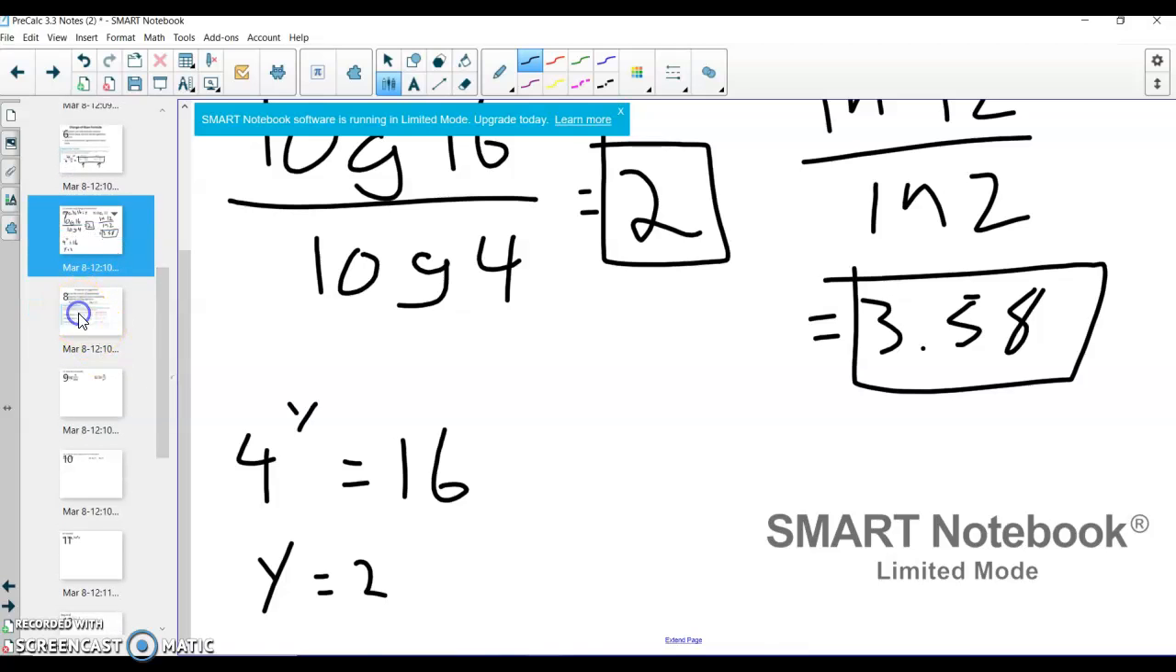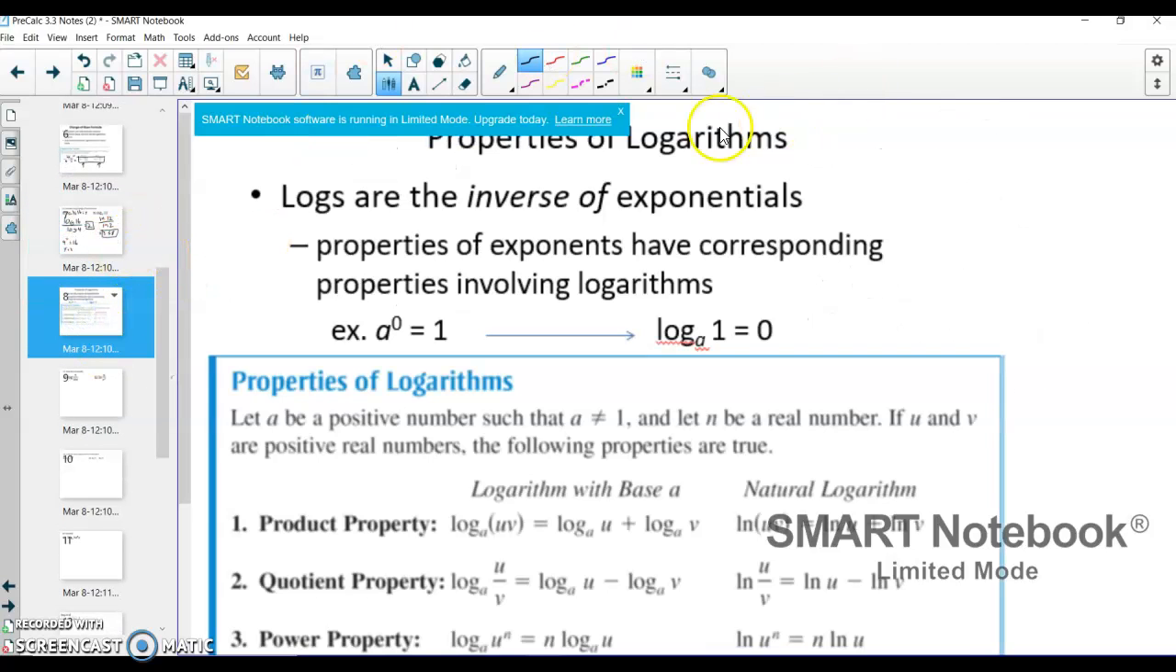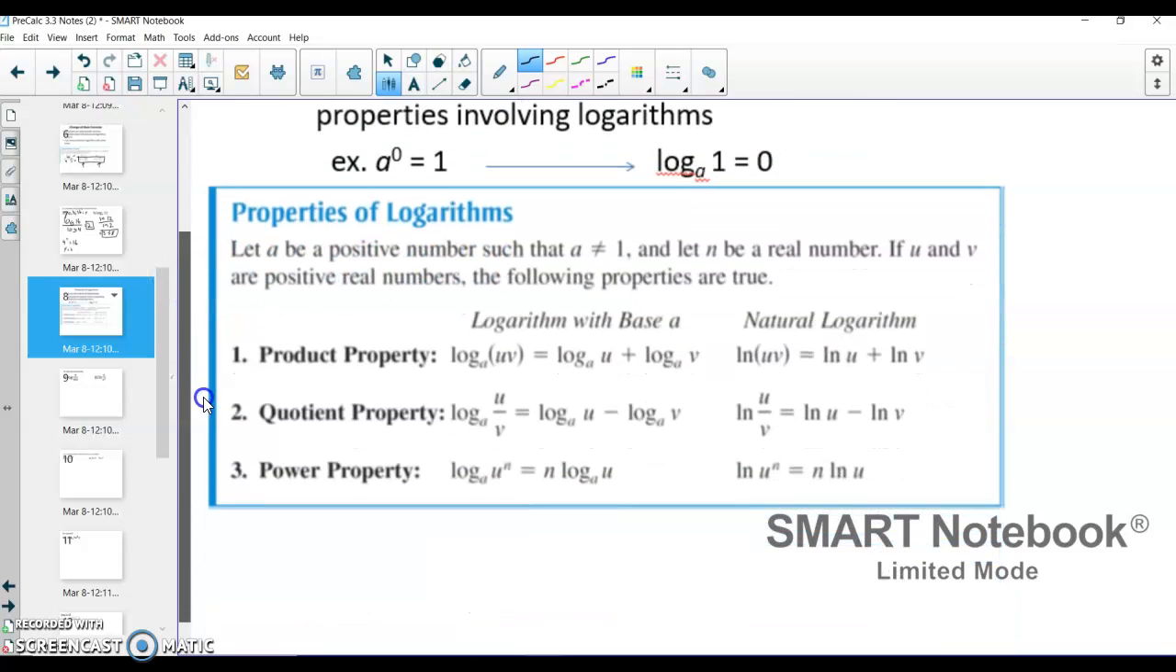Now here are the properties that I'm really going to focus on here today that are going to be how we combine and condense. We know this one already. We know this inverse one, like a to the 0 equals 1. And so then log base a of 1 equals 0. We know this inverse property from a previous lesson.